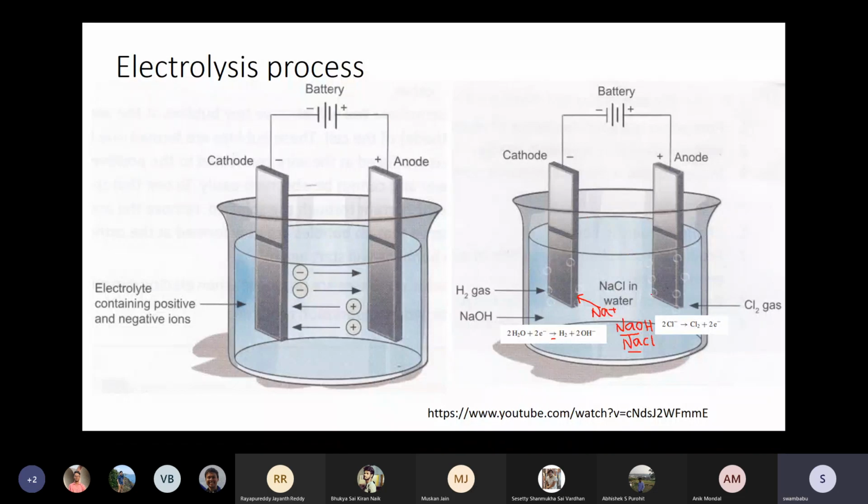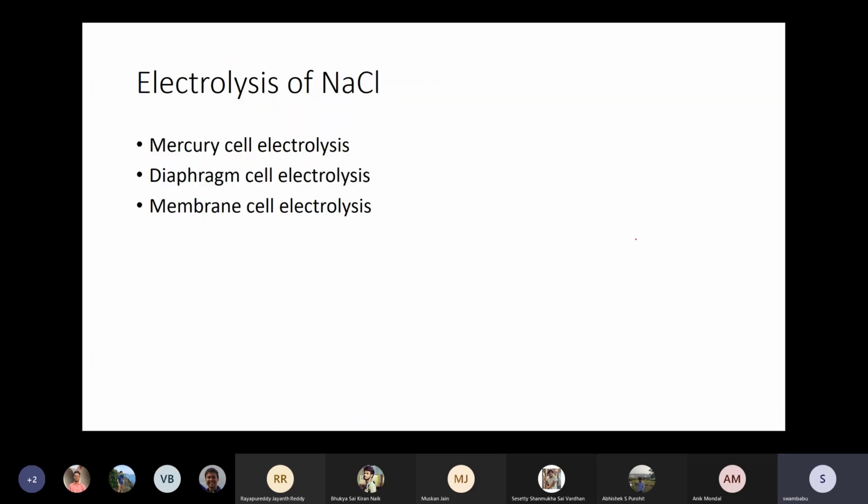Although the process I explained so far was invented in the mid 19th century, it was not commercially implemented because of these two drawbacks. So how did they mitigate these drawbacks? Let us see that. Three types of commercial electrolysis were developed. One is mercury cell electrolysis, another is diaphragm cell electrolysis, and the third is the membrane cell electrolysis process.